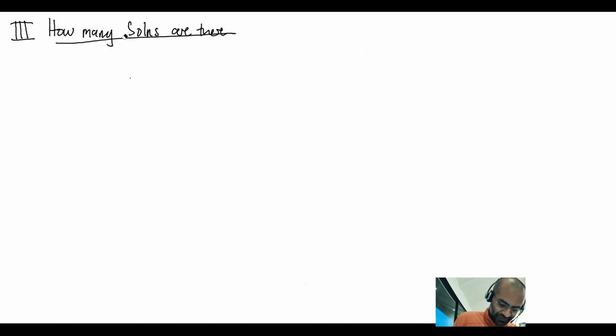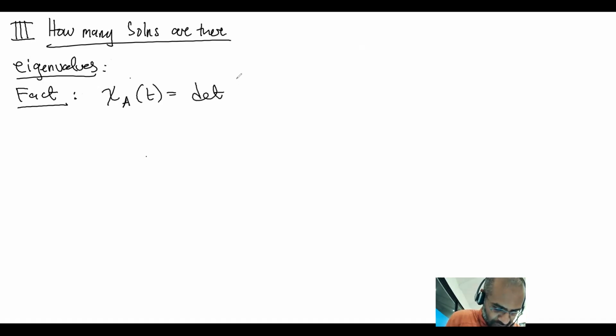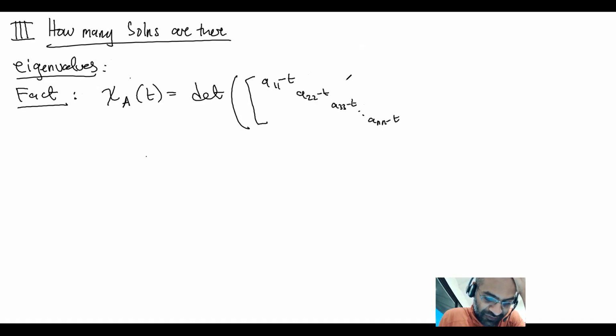So how many eigenvalues and eigenvectors are there? Let's deal with eigenvalues first, right? So the key here is the following fact. Let's see what the characteristic polynomial is like. It's a determinant of some potentially very big matrix, which has some entries, and the diagonal entries have minus t's in them, right?